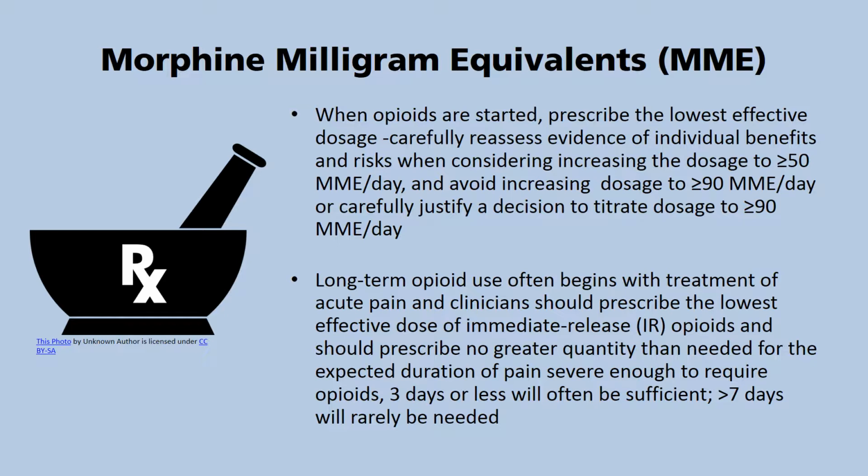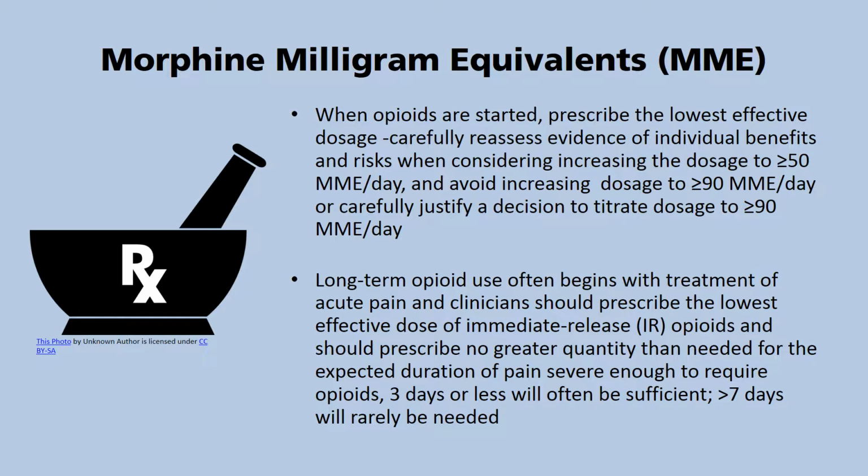When opioids are prescribed, clinicians should prescribe the lowest effective dose. To evaluate the dose of an opioid, morphine milligram equivalents, or MME, are used. The morphine milligram equivalent should not surpass 50 MME per day. If necessary, and on a patient-specific basis, titration should be used when increasing doses up to 90 MME per day.